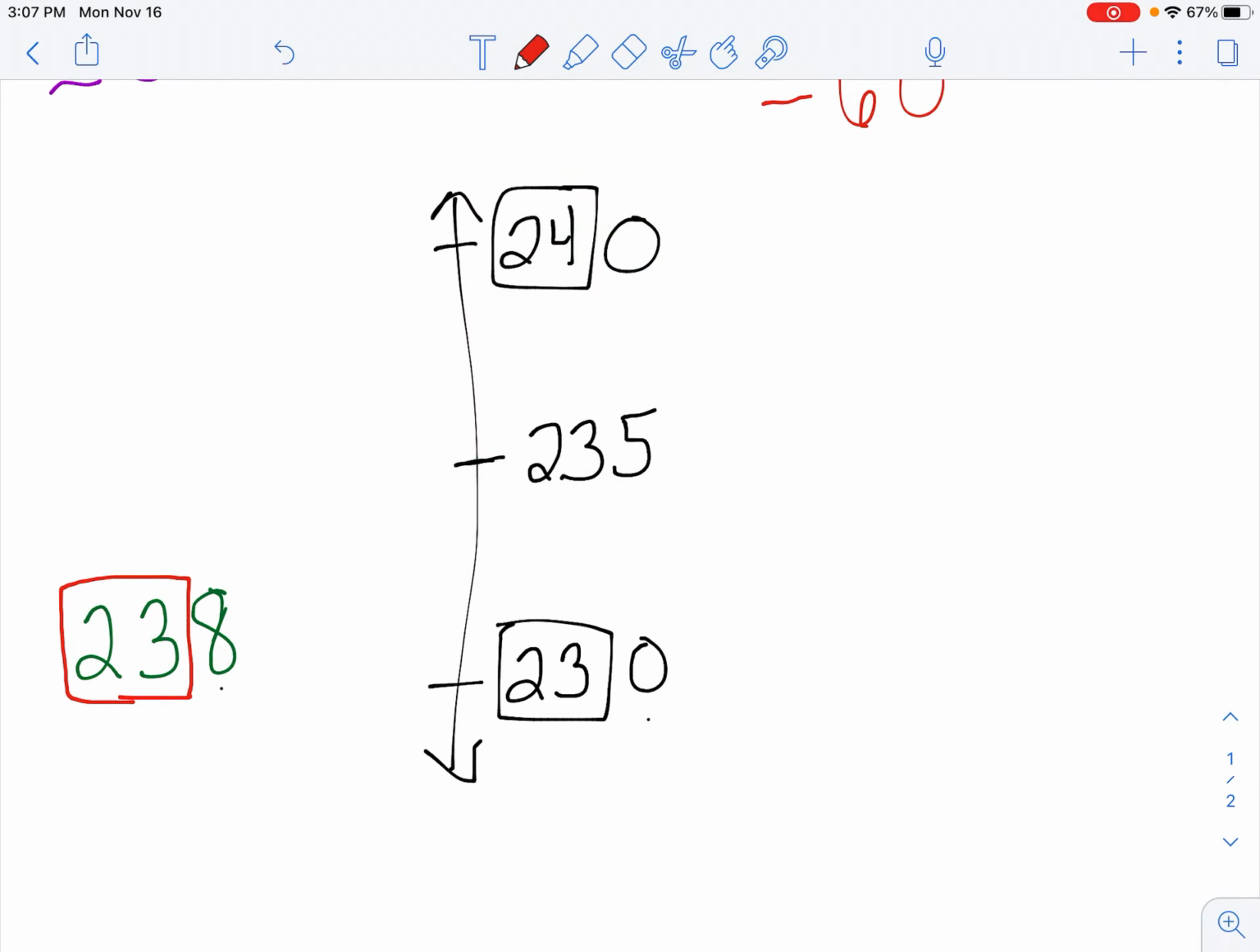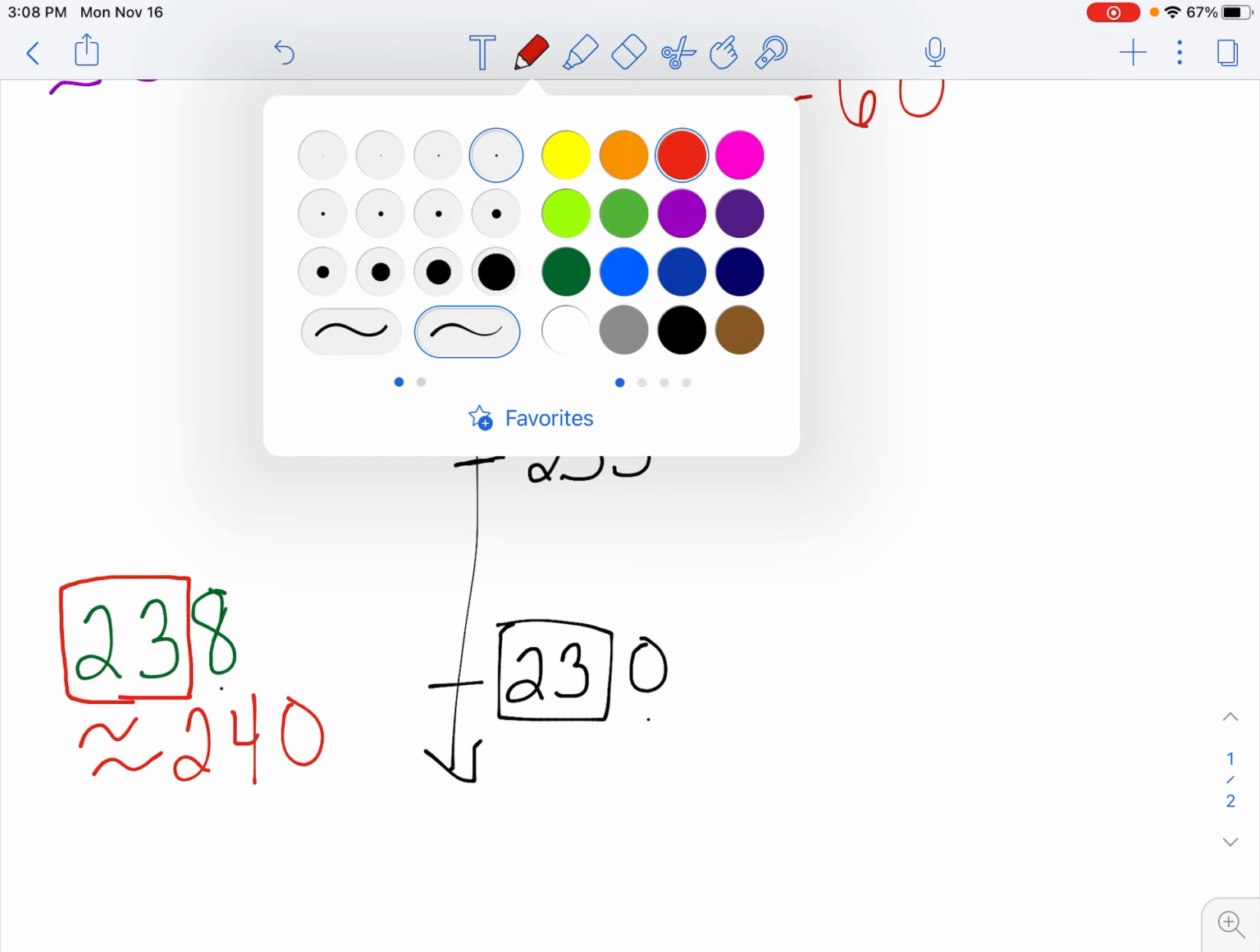So if I'm thinking about where 238 is, 236, 237, 238, 239, 240. So I'm going to put a dot there, label my 238. And now I can see that 238 rounds to, it's closer to 24 tens or 240. Let's take a look at another one like that.